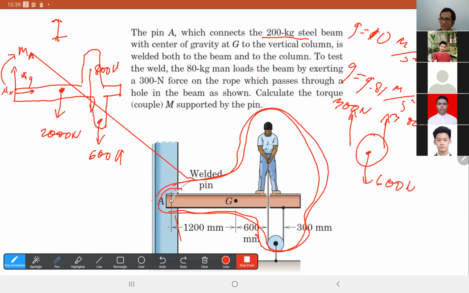But maybe some of you are asking me, sir, if I just want to see the beam only, can we do that or not? The answer is you can. If I want to see just the beam as my system, only the beam, then you can. This is the second way of doing it.